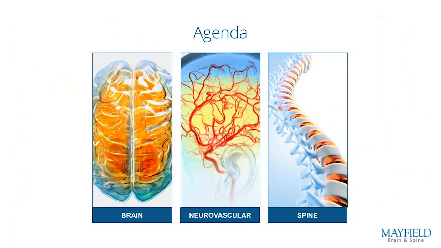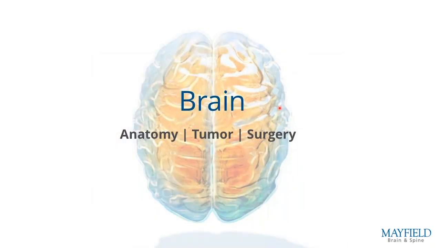Okay, so my presentation is going to be organized into three main topics. I'm going to go through brain, and then neurovascular, and then spine. For each one of these, I'm going to give an anatomy overview, and then I'm going to talk about some common conditions that we treat at Mayfield, and also talk about how they're treated. So first, I want to start with the brain.